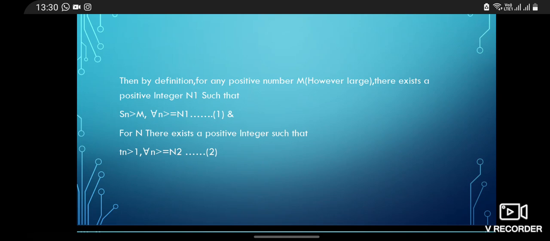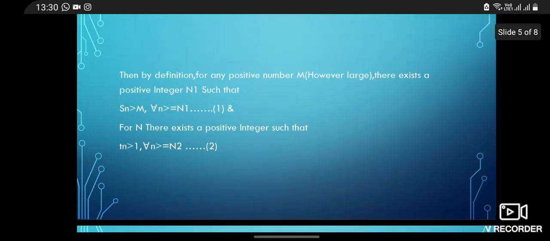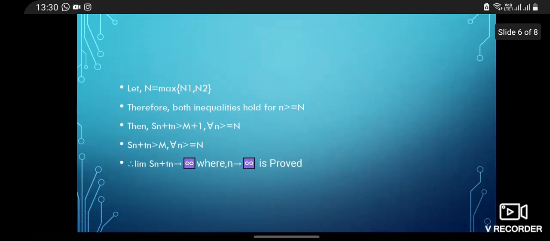For capital M, there exists a positive integer N2 such that Tn is greater than 1 for all small n greater than or equal to capital N2. So this is our equation number 2. So let capital N be equal to the maximum of N1 comma N2. Therefore, both inequalities hold for small n greater than or equal to capital N.